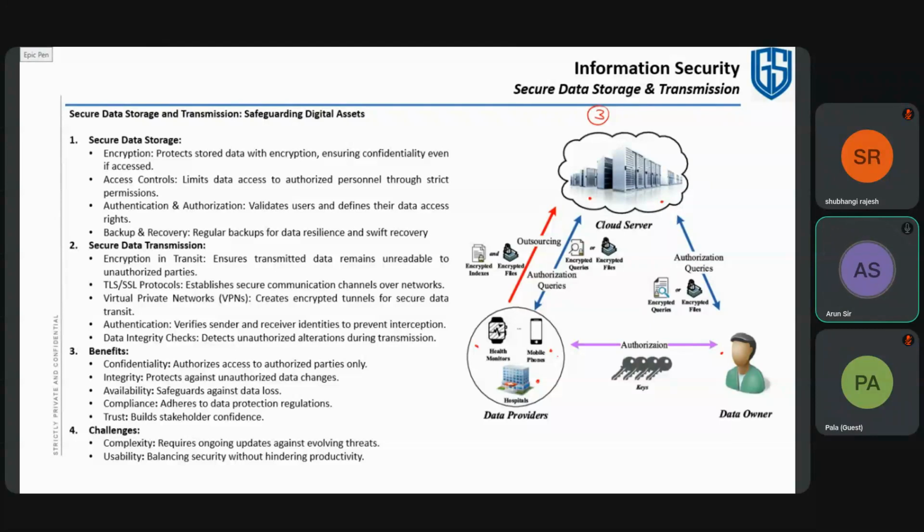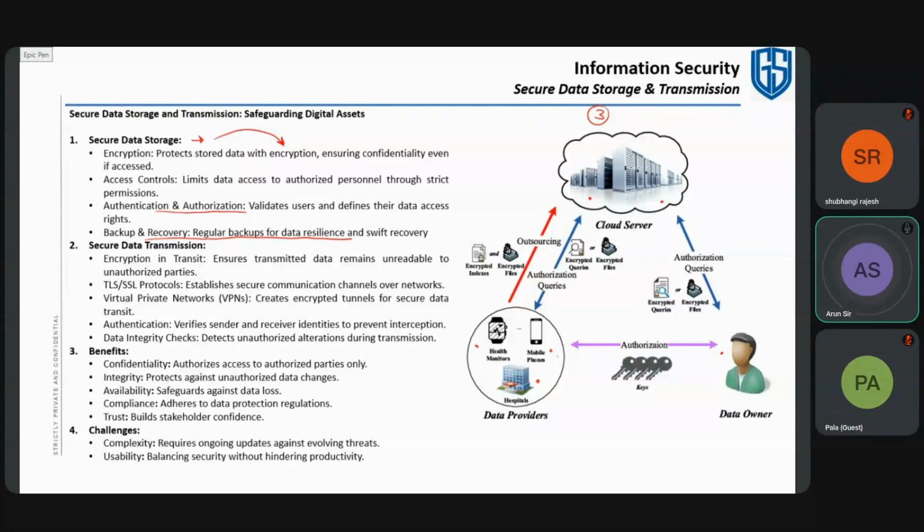So for that you need to secure the data storage. Securing data storage is actually using encryption. So encryption is required, definitely. Then authorization and authentication are another part to maintain confidentiality and integrity. And then there has to be certain backup and recovery as well. Regular backups are to be taken so that we can enforce data resilience.